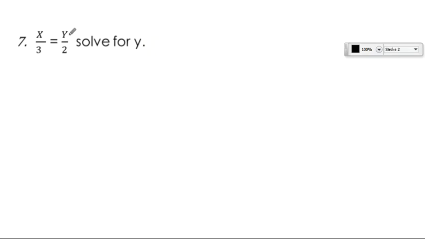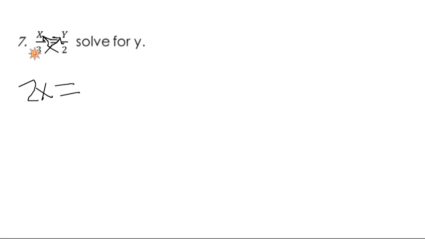So whenever we have a proportion, we solve the proportion by cross multiplying. Because we have these two fractions equal to each other, we know it's a proportion. So we're going to cross multiply to solve it. 2 times x is 2x, equal to 3 times y, which looks like this.